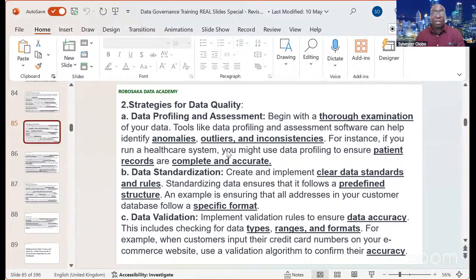The strategy for data quality. First of all, you have data profiling and assessment. And you could see where Ife and Lewis were referring to the other time. This begins with a thorough examination of your data.